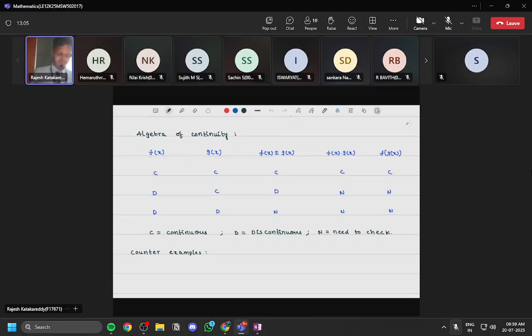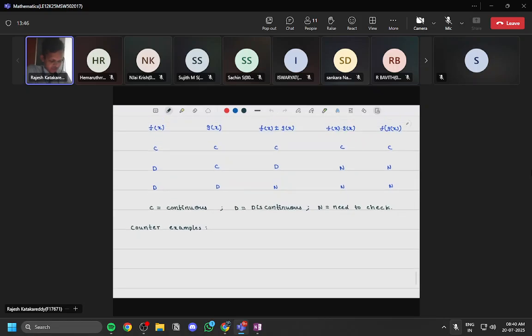Are we done with this? See, I wrote below also what C stands for, what D stands for, and what N stands for. In the need to check case, you can write may or may not be continuous. Maybe we can also write may or may not be discontinuous, that we cannot say anything without verifying. Are we done with this? Can I scroll up? So I am scrolling up.